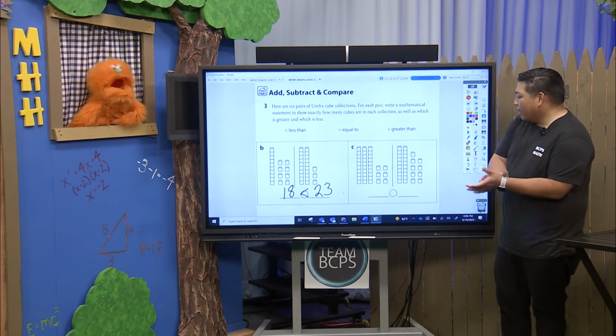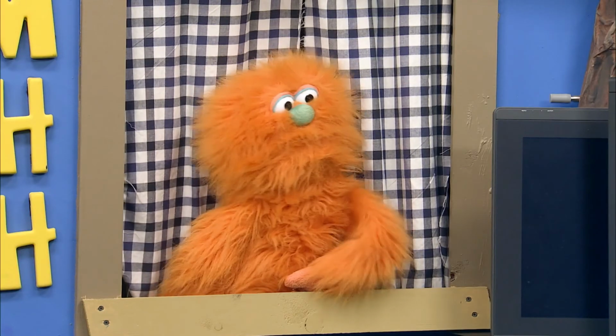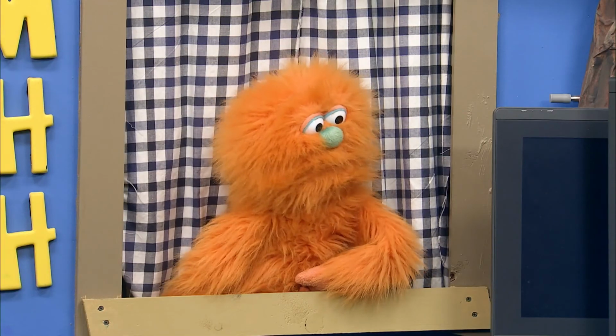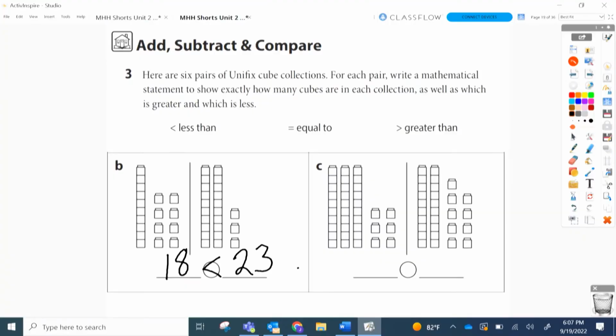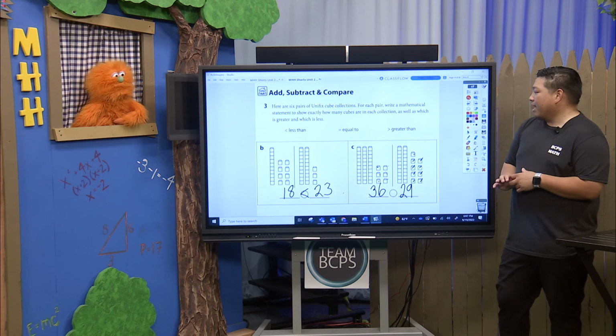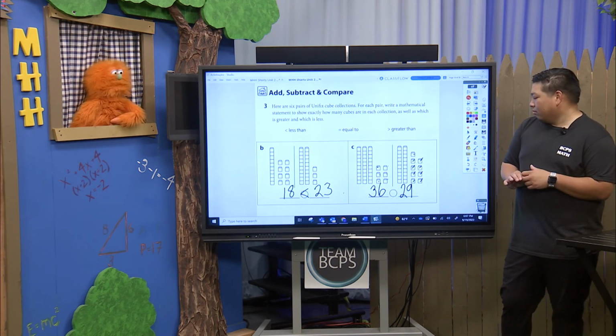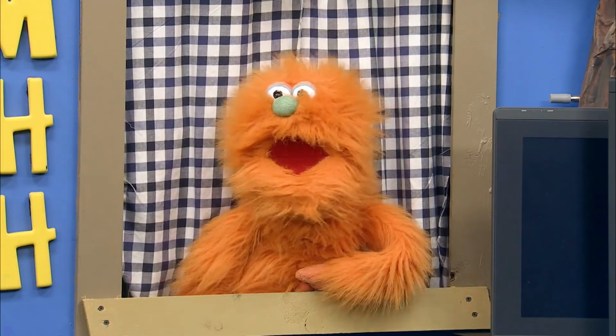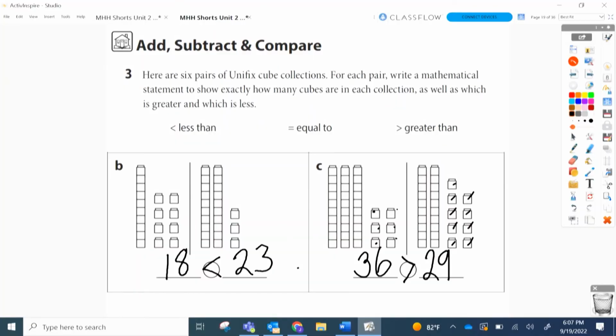All right, one more. Here we go. How many do we have here? We got 3 tens, and then we have 1, 2, 3, 4, 5, 6 ones. 36. In the second grouping, we have 2 tens, and 1, 2, 3, 4, 5, 6, 7, 8, 9 ones. 29. All right, so we have 36 on one side and 29 on the other side. Max, take us home. 36 is greater than 29.